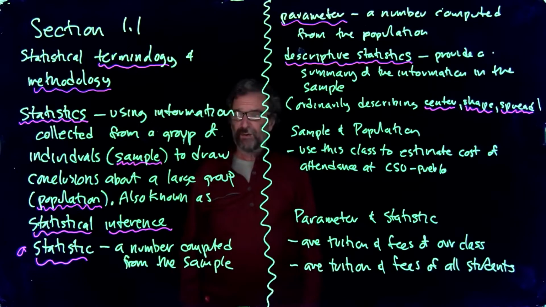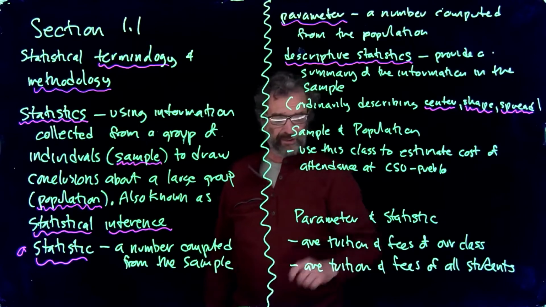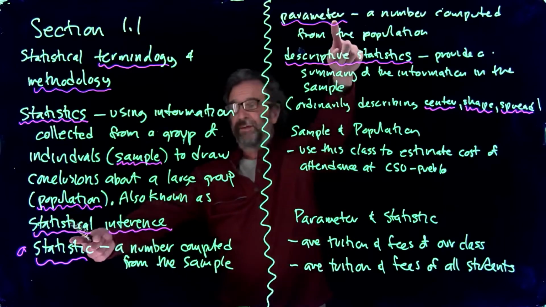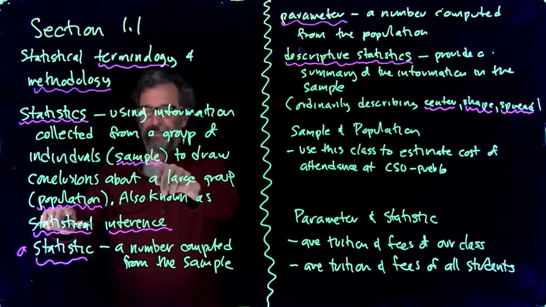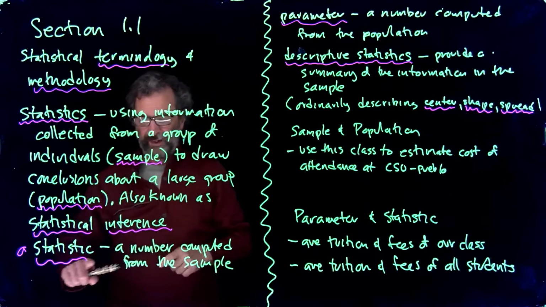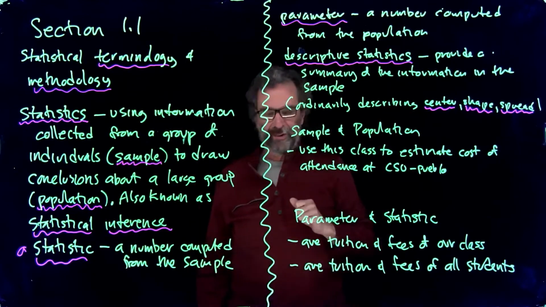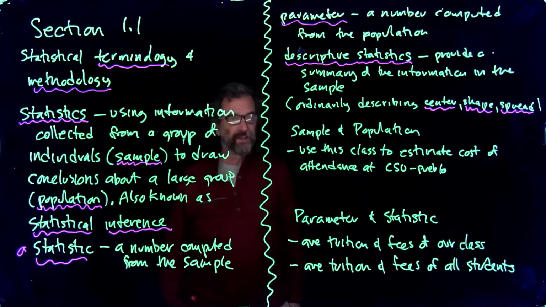All right, and so we talked about sample and population, parameter and statistic. Sample is a small group. The large group you want to know about is the population. A statistic is a number computed from a sample. A parameter is a number computed from the whole population you care about. Okay.